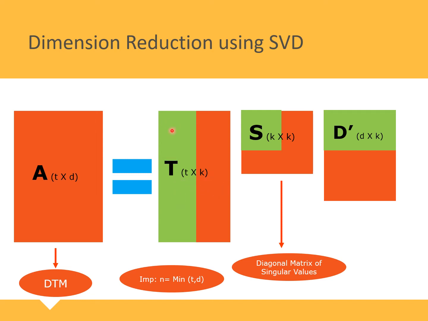So the number of columns get reduced, and similarly the matrix of documents, there also the number of columns get reduced. Remember that n, which was the original dimension of the singular value matrix, was actually the minimum of the number of terms and the number of documents that we had. And in most cases you will see the minimum is actually the number of documents, because we generally have far too many terms.